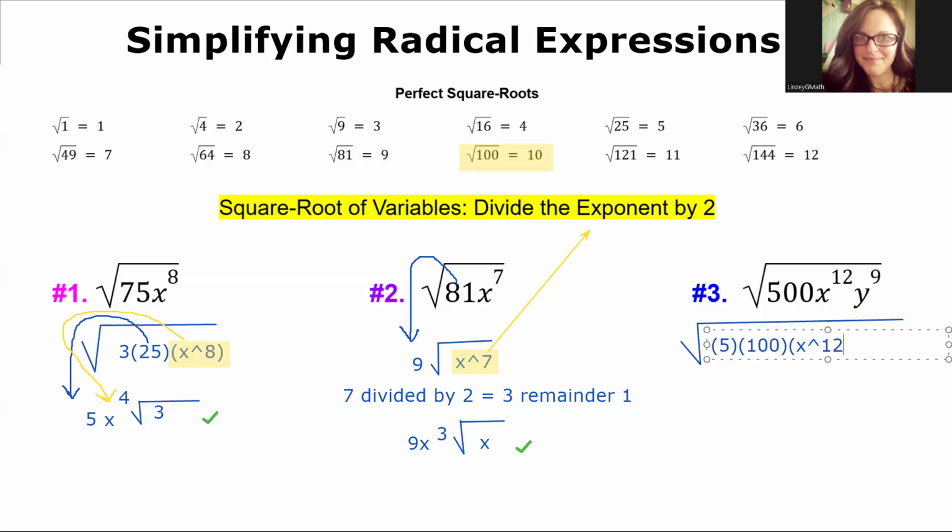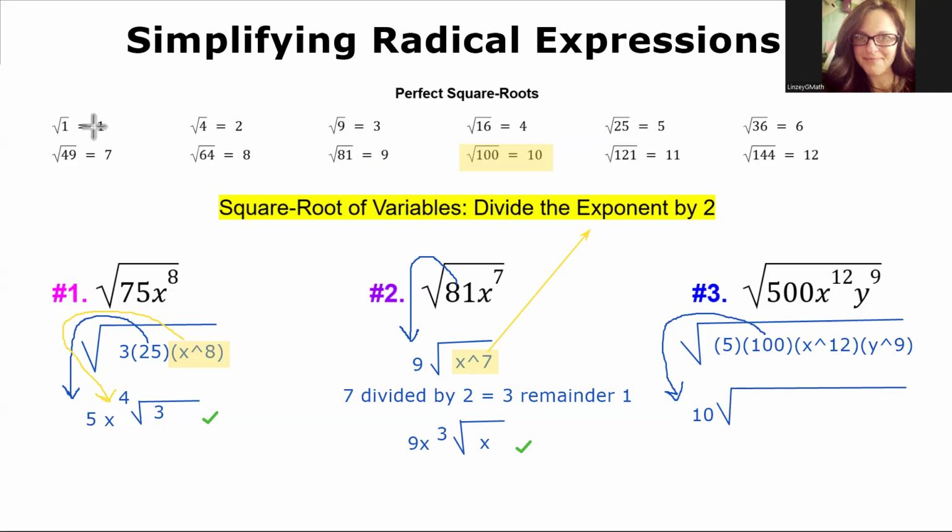We still have our variables. Now we can take the square root of 100 out from under the radical. Square root of 100 is 10. And now we'll work with the variables. We still have 5, and then x to the 12th, y to the 9th.